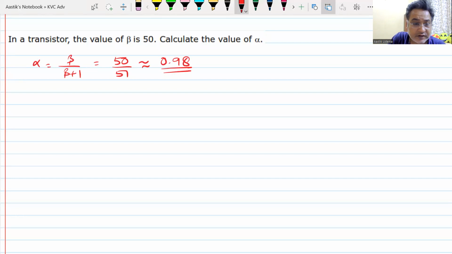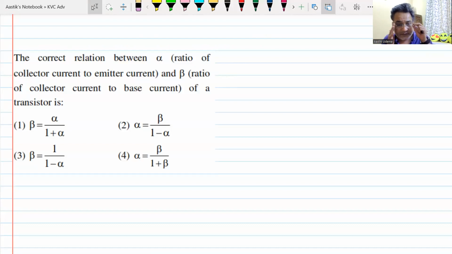Yes, sir. Well done. Then this is a question taken from your JEE Main 2022, and as you can remember, it's all about remembering things and putting them in the correct perspective. The correct relation between alpha and beta is, my dear friends, which one do you think is the answer here?